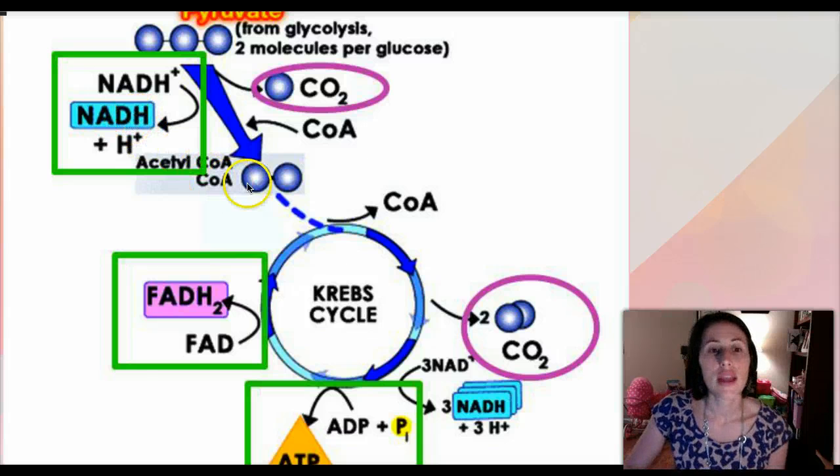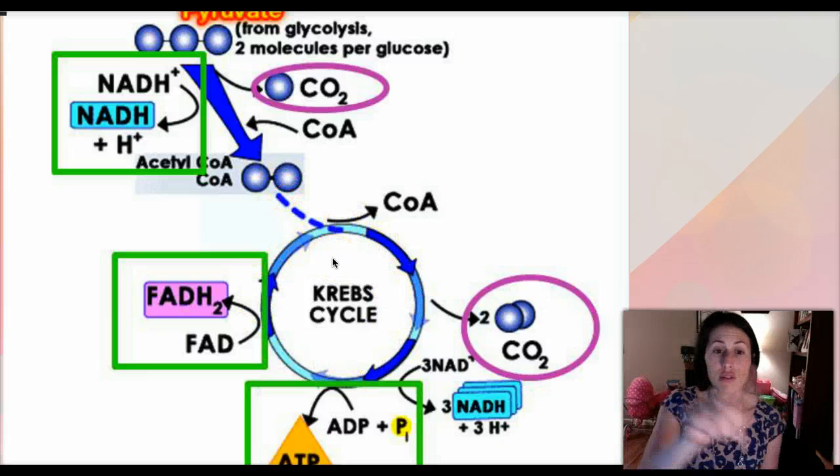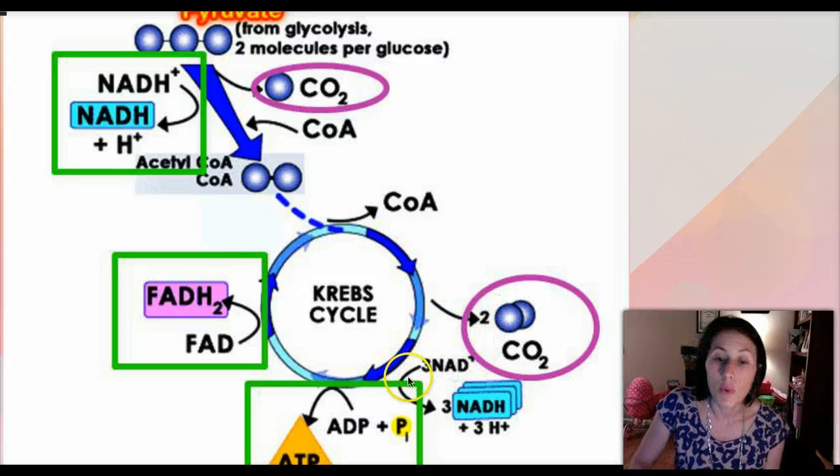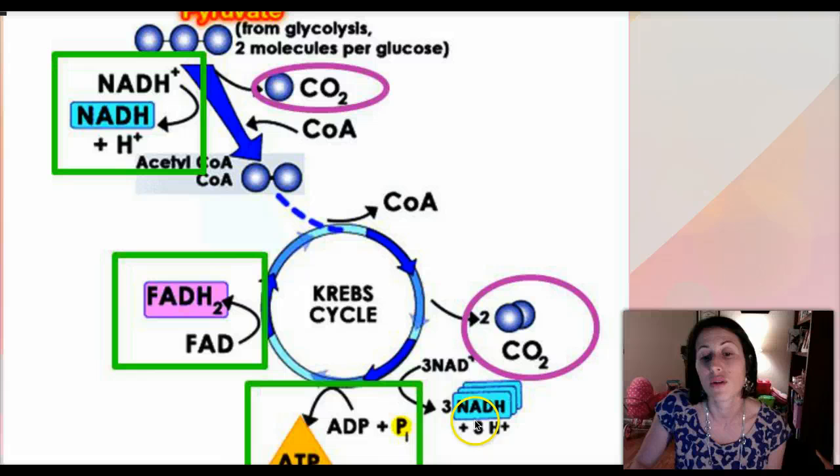Now we have a 2-carbon molecule, and that 2-carbon molecule is going to move into this cycle. It really is a cycle. It goes around and around. So some of these molecules are going to be recycled over and over again. All right. We have another carbon dioxide being stripped off. As that is stripped off, we have more electrons being pulled off and passed on to these electron carriers, NADH.